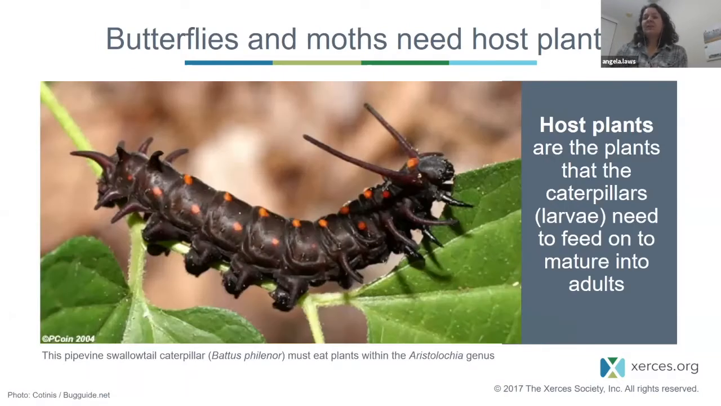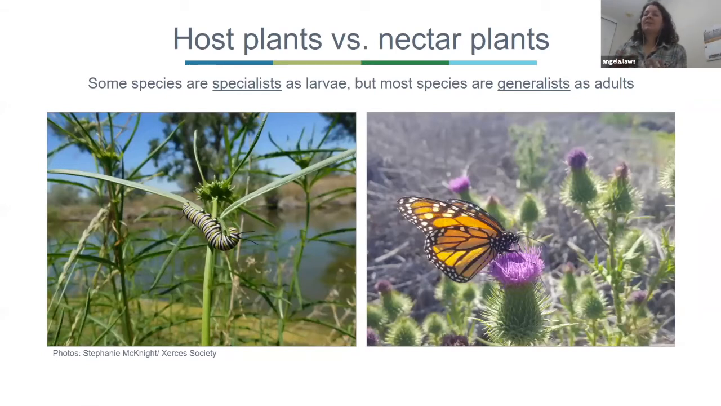So let's talk a little bit about butterflies and moths. Most butterflies, although there's one species I know of that's predaceous, but as caterpillars, most butterflies and moths feed on leaves. And the plant that they feed on as a caterpillar or a larvae is called the host plant. So these are the plants that the caterpillars need to feed on in order to mature into adults. And for many species of butterflies and moths, as caterpillars, they're specialists, meaning they only feed on certain plants.